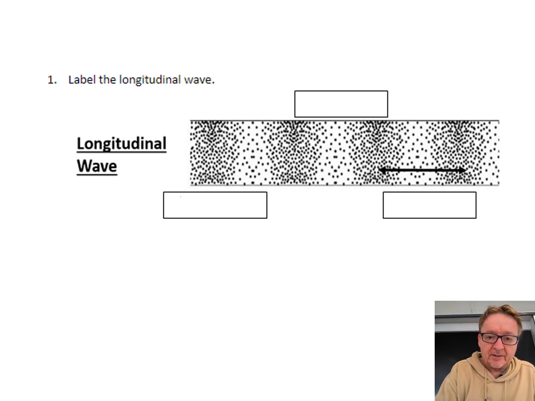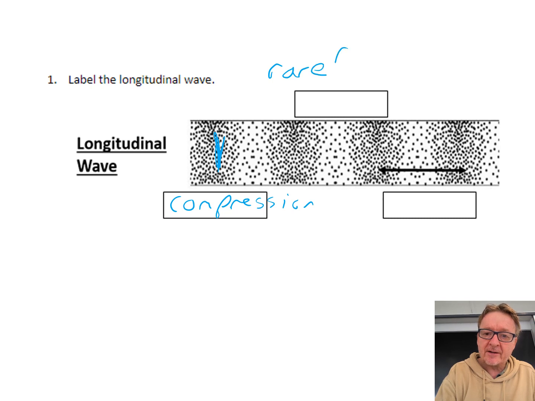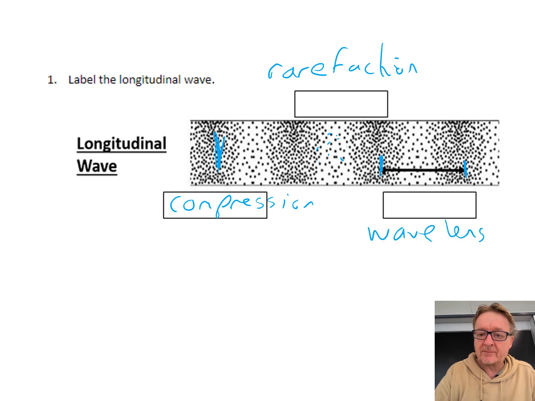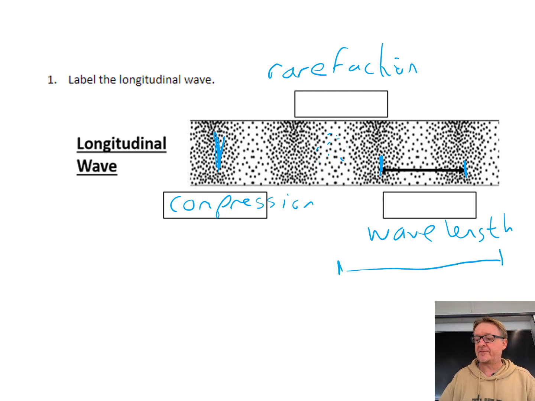So what we've got here is a compression. This is the part of the wave where all the particles are well and truly squashed together. Here, I'm going to write it in the box, is a rarefaction. That is where there's not as many particles. They're kind of dotted around. From the center of a compression to the center of the next compression is a wavelength. You can also have it from the center of a rarefaction to the center of the next rarefaction over.